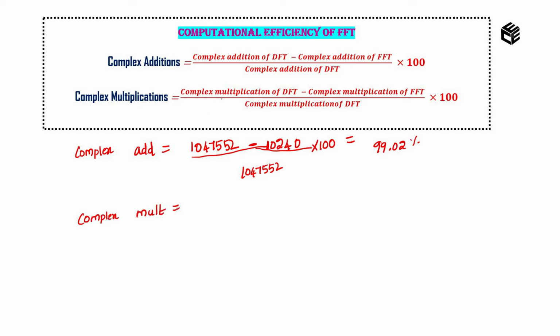In a similar way, I am going to find it for complex multiplication. My formula uses the complex multiplication of DFT, the answer is 104576, minus the complex multiplication of FFT, which is 5120, divided by the complex multiplication of DFT, that is 104576, into 100. So this value is equal to 99.51%. Understood? So that's all about the computational efficiency calculation.